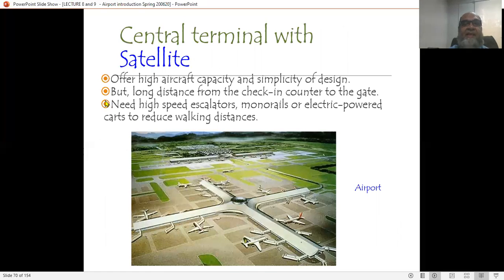There is a central terminal offer high. You see, this is a central building, and the gates, the aircraft are parked either in this direction, east, west, north, south. But there's a problem: the long distance from the check-in counter to the gate needs high-speed escalators, monorails or electric-powered cars to reduce the walking distance.